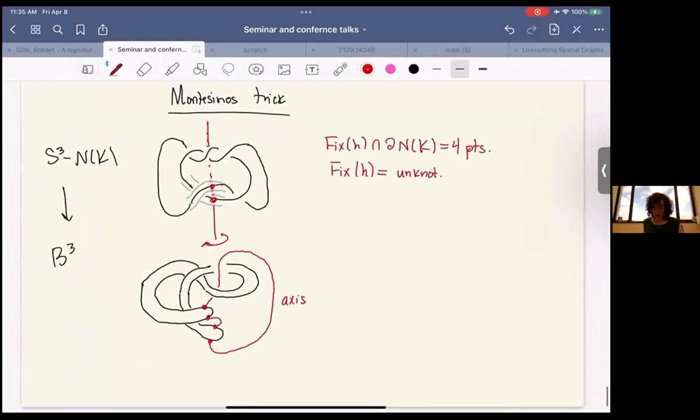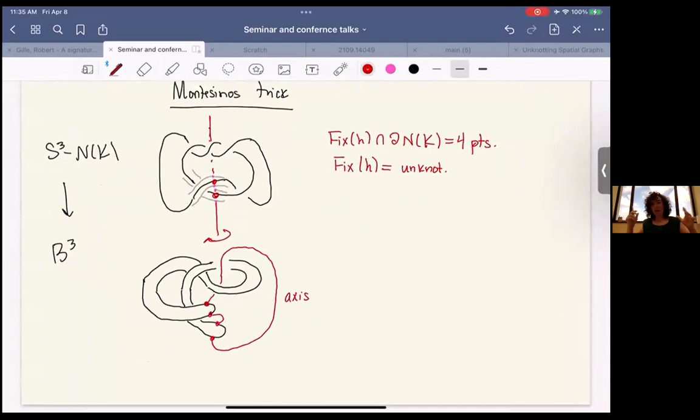And now if I take this area on the outside, what I see is I have two arcs that are properly embedded in a three ball, and that's a tangle. So this is in red, these two arcs are the tangle when I turn this picture inside out.